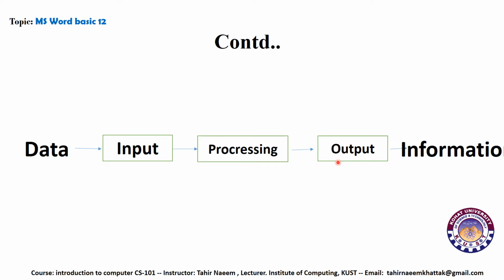Hard output consists of outputs on paper, like if we send a file to a printer and it is printed, it is hard output. While soft output is output shown on the computer screen. We mostly use soft output, but the hard output option is also available.